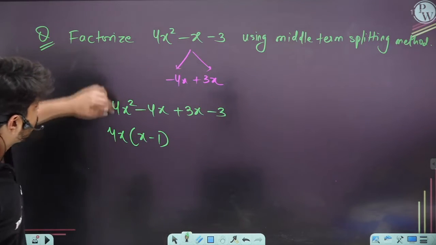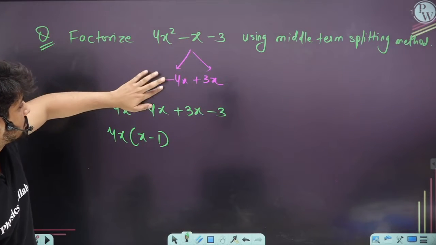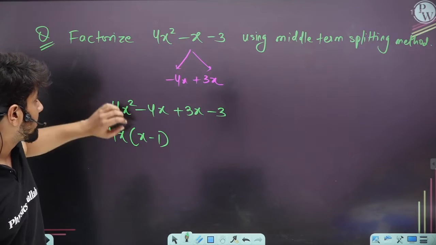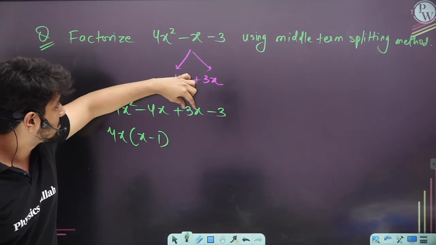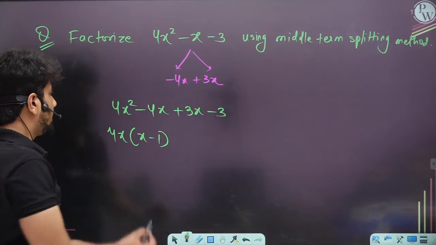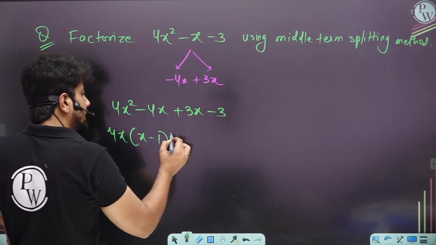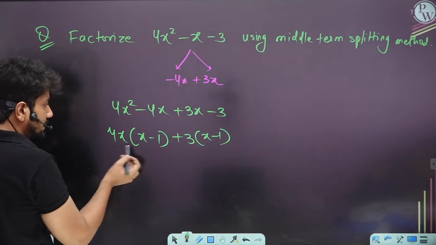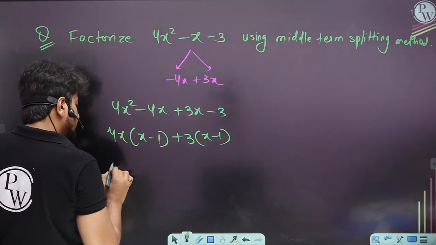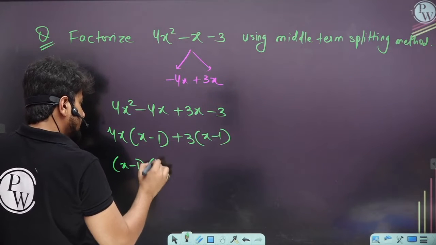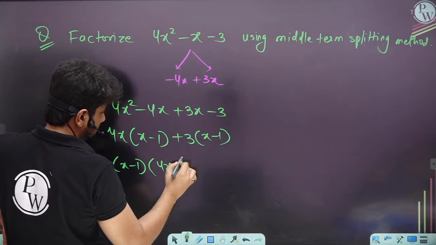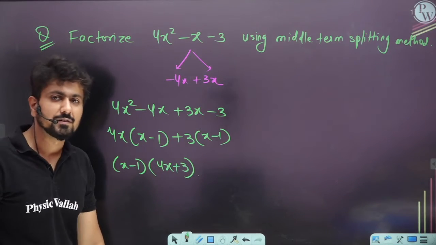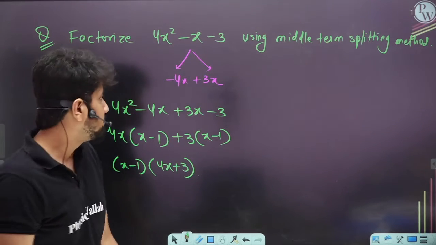4x square minus x minus 3. I'm going to split this between minus 4x and plus 3x. So we have 4x square minus 4x plus 3x minus 3. I'm taking 4x common from these two terms and I'm taking 3 common from these two terms. So 3 times x minus 1. So what are the factors? X minus 1 is one of the factors. Another factor is 4x plus 3. X minus 1 times 4x plus 3. These are the factors. Okay, simple.